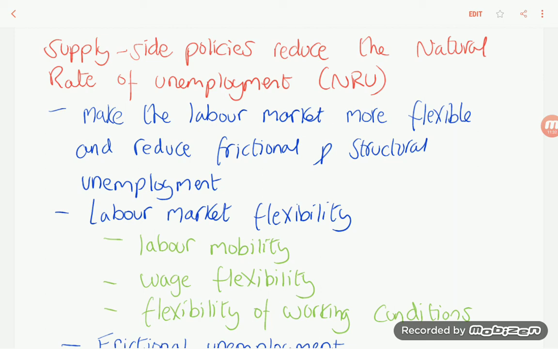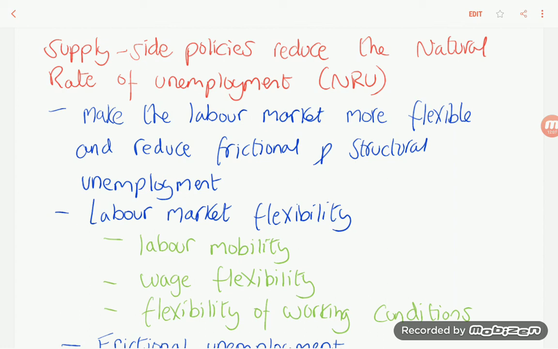To reduce the NRU, governments need to use supply-side policies that make the labour market more flexible and reduce frictional and structural unemployment. The flexibility of labour is determined by three factors: labour mobility, wage flexibility, and the flexibility of working conditions. Let's start with labour mobility. That is the ability of workers to switch jobs easily. The more transferable skills workers have, the more easily they can switch jobs. So labour mobility will depend on how skilled workers are.